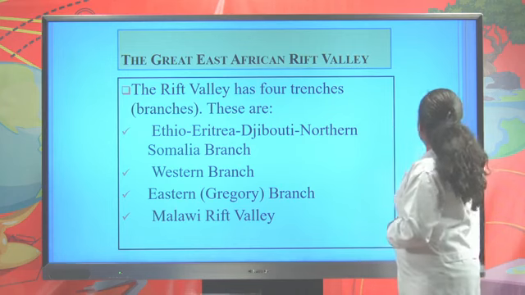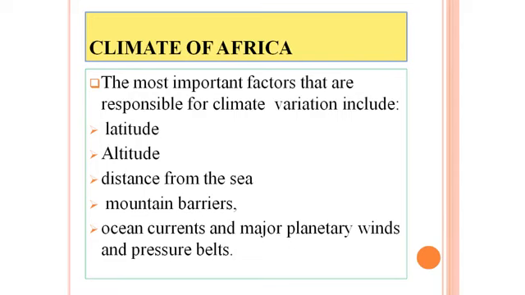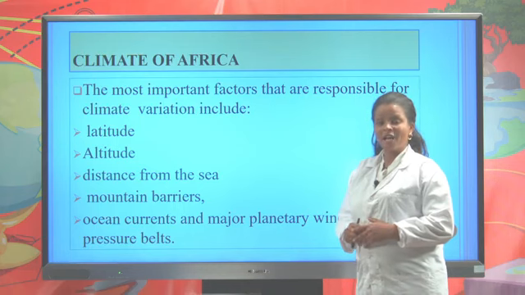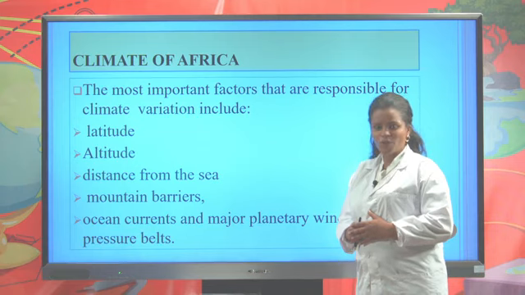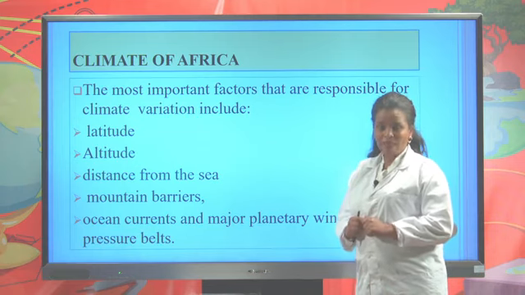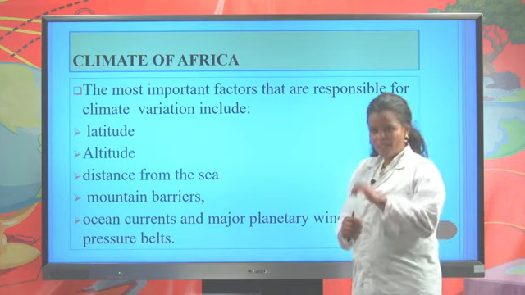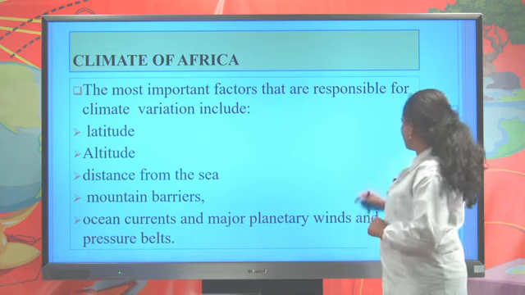Cenozoic era. Students, what is climate? What is the difference between climate and weather? Climate is the atmospheric condition over a long period of time, above 35 years. Weather is the atmospheric condition over a short period of time. So the climate of Africa is affected by latitude, altitude, distance from the sea, mountain barriers, ocean currents, and major planetary winds.